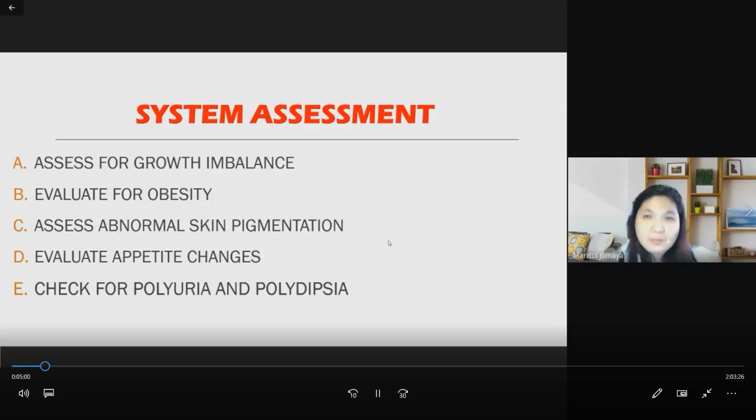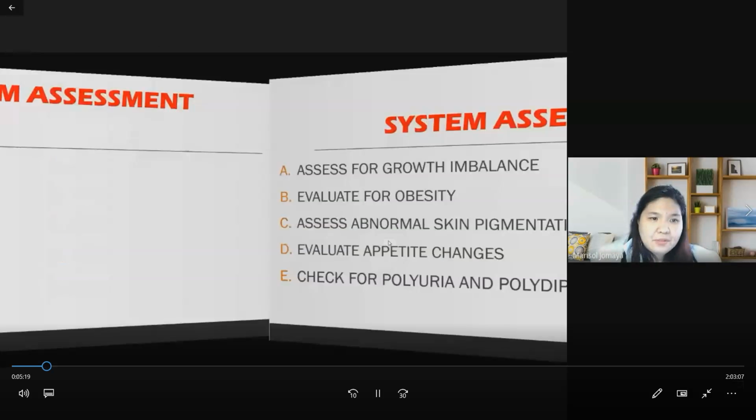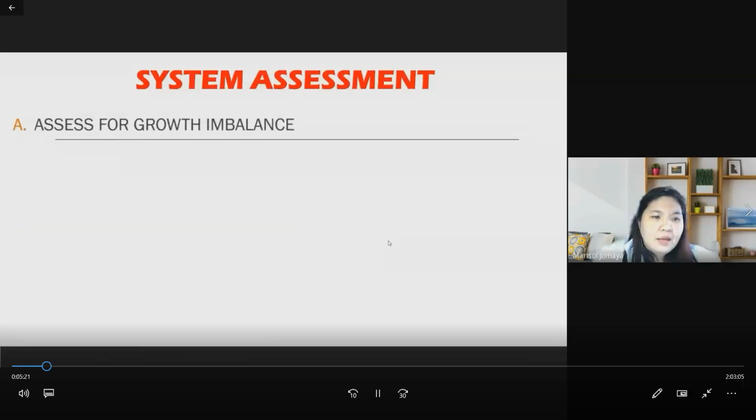I will be explaining this one later on, because this is one of the manifestations for your adrenal disorder, which is your Addisonian disease or your Addison's disease. You also have your evaluation for your appetite change. Let me skip already because in the next slides, we have the specifics. So we have, okay, number 1, assess for your growth imbalance.